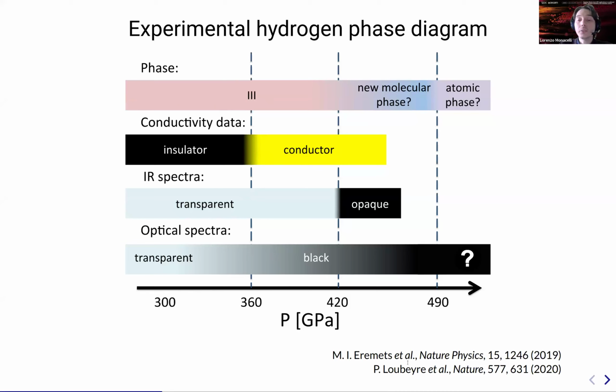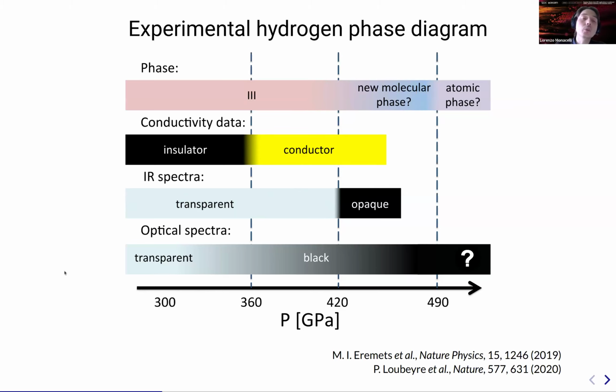And then a different experiment, which was published just a few months later by Paul Loubeyre, was observing the sample looking at infrared light. And what they observed is that the sample is transparent and remains transparent above 360 gigapascal. So it seems to be in contradiction with this other experiment, because a metal should reflect light, not be transparent to it, up to another pressure, much higher, 420, where the sample suddenly became opaque, so either reflecting or absorbing all the light. And so they claimed this was another transition.